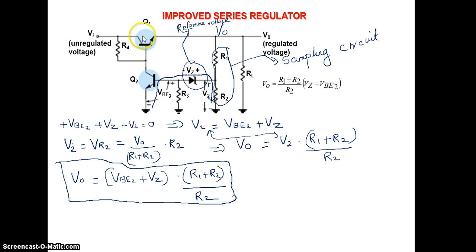Now Q1 is the series control element. Compared to your previous block diagram, Q1 is a series control element. Q2 will be controlling the base current of Q1. Now we'll go to the operation. So just discuss now the operation of improved series voltage regulator.